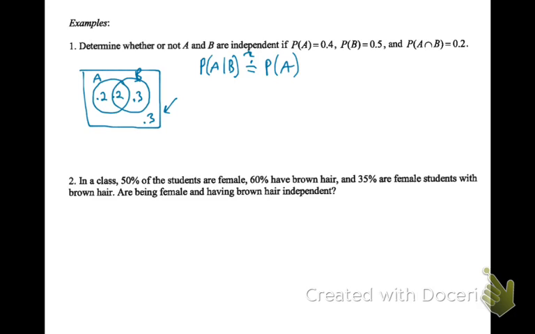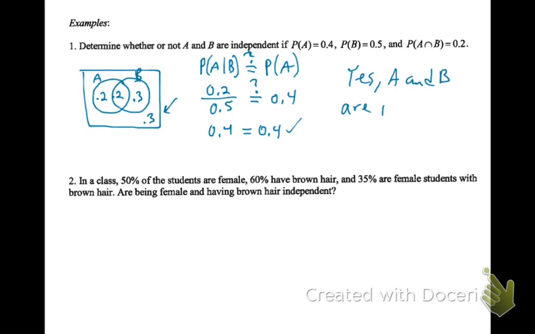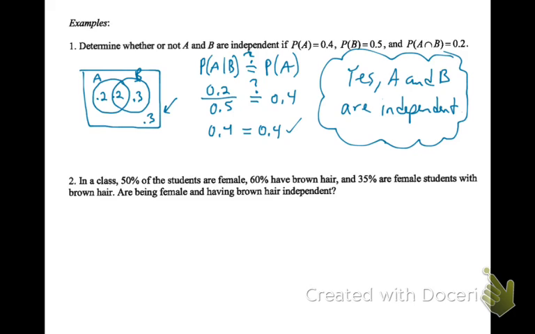Probability of A given B is going to be their intersection, 0.2, divided by the probability of B, which is 0.5. You want to see, is that equal to 0.4? Now, if you do this in your calculator, you'll see that 0.2 divided by 0.5 is 0.4, and that does equal 0.4. So, yes, A and B are independent. Okay, yes, they are independent.